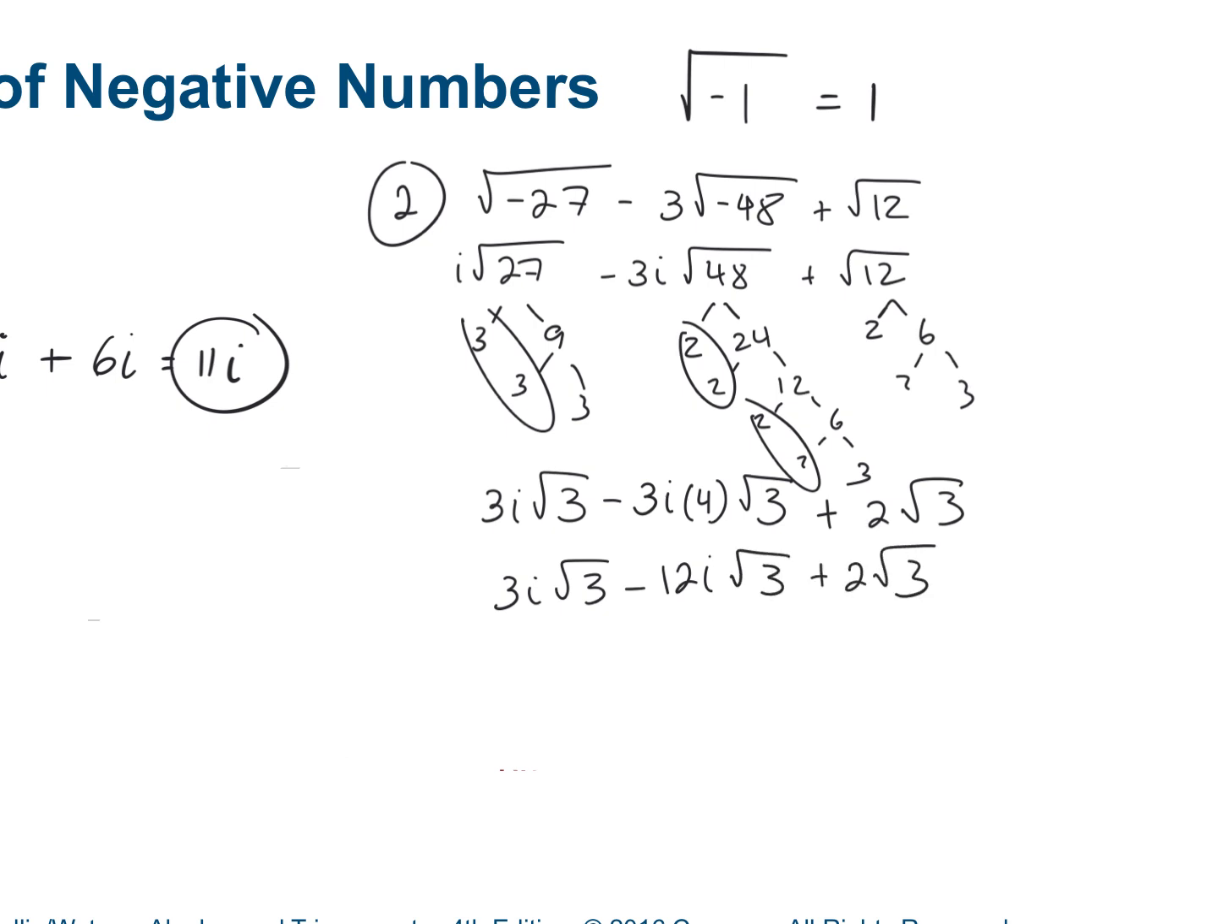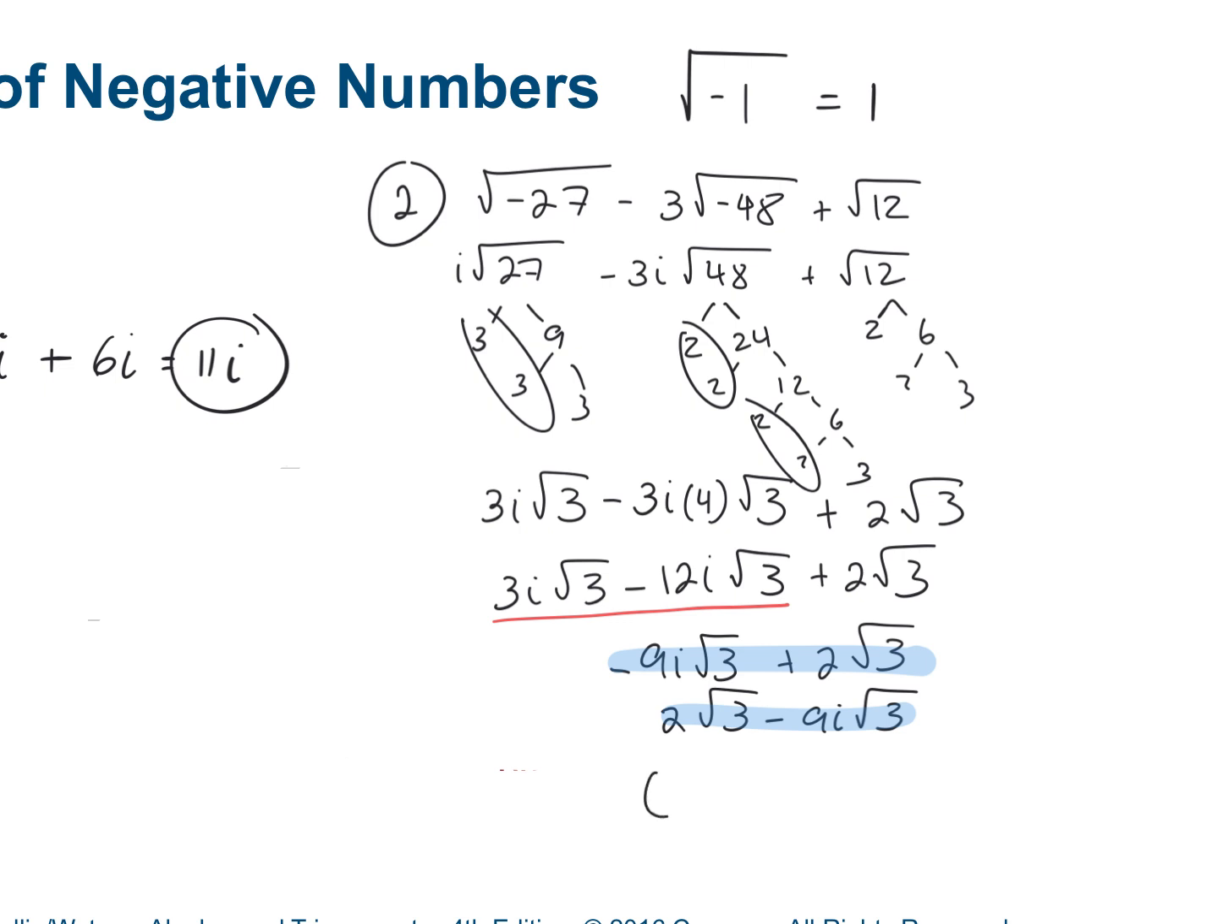Now you can only combine these two because they're the ones that have the i. The 2 root 3 from the 12, you can't really combine it. So you would end up with negative 9i root 3 plus 2 root 3. Now you can leave your answer like this. This is completely fine. You could write it as 2 root 3 minus 9i root 3. This is also completely fine. You can even write it as 2 minus 9i, in parentheses, root 3. Either of those ways for the final answer would be considered correct.